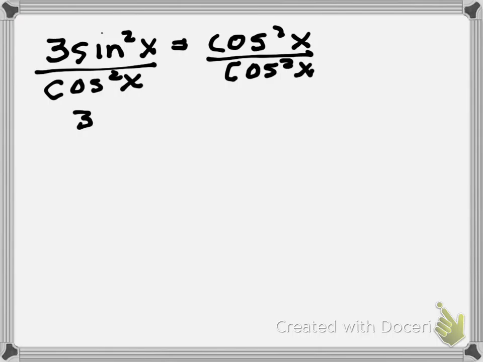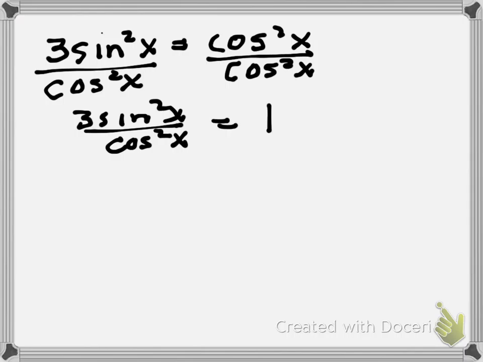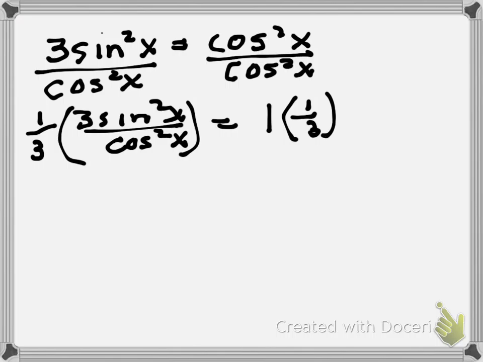So now I have 3 sine squared over cosine squared equals 1. And now, if I multiply both sides by the reciprocal, and make a substitution, sine squared over cosine squared is tangent squared x. So the tangent squared is equal to 1/3, but I want the tangent, so I'm going to take the square root of each side.